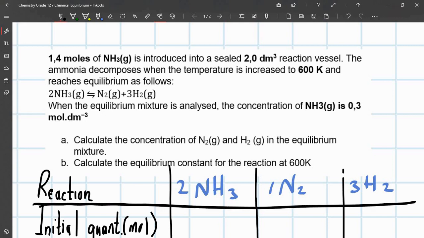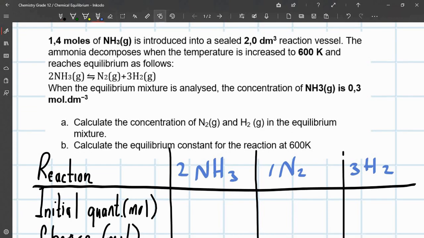There we go. First part of the RICE table done. Next step will be to write down the initial quantities of moles given. So initially there are no moles of any of the substances except the ammonia in the beginning, right? So let's write that in. That means 1.4 and no product.